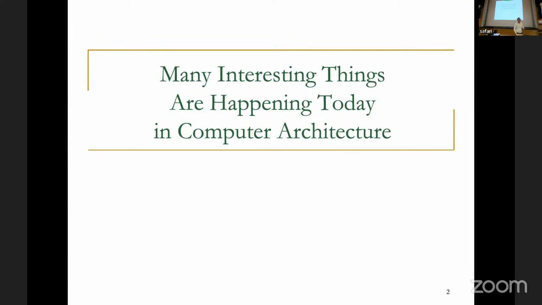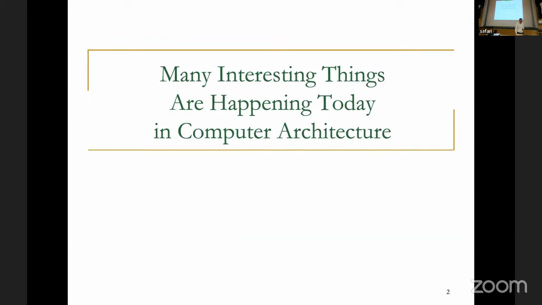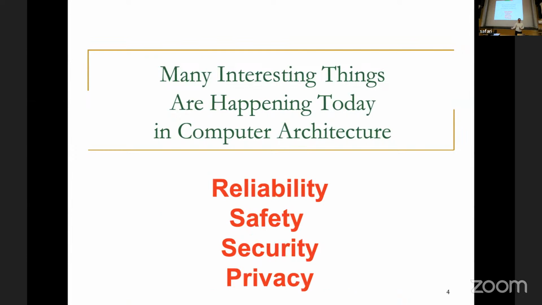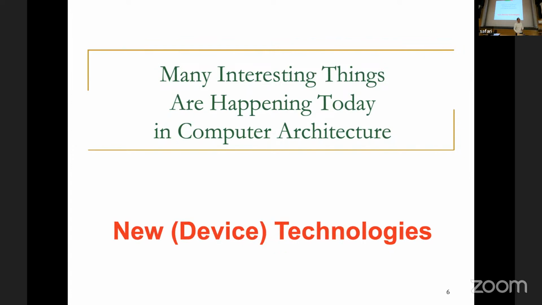You don't want your self-driving car not to be moving in a critical situation, right? You want basically dependability. Okay, so yesterday we were talking about many interesting things that are happening in architecture. And remember, we talked about performance, energy efficiency, sustainability issues, people developing specialized accelerators, looking at new topics like processing in memory. This is all happening. And we talked about reliability, safety, security, and privacy, which we just saw an example of. This is an example of dependability. And then we talked about more demanding workloads and some new device technologies. This was an overview, of course, right? We didn't go into a lot of detail on any of these.